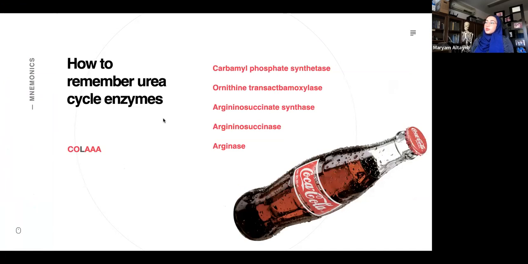And then again, how to remember the enzymes. We have our cola mnemonic, and just keep this in the back of your head, this delicious looking cola bottle. Carbamyl phosphate synthetase for C. O for ornithine transcarbamylase. Again, I'm going to fix this name, so don't worry about that. It was just a typo on my end. A for argininosuccinate synthetase. And then other A for argininosuccinase, and last for arginase. Okay, so that is how you remember the urea cycle.